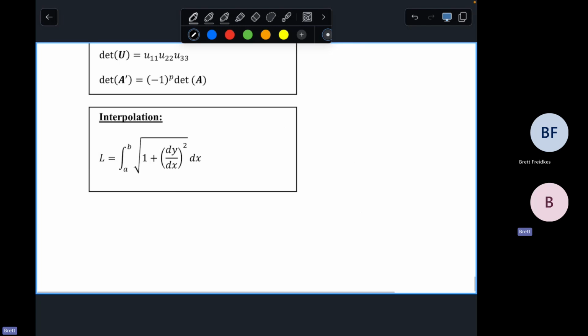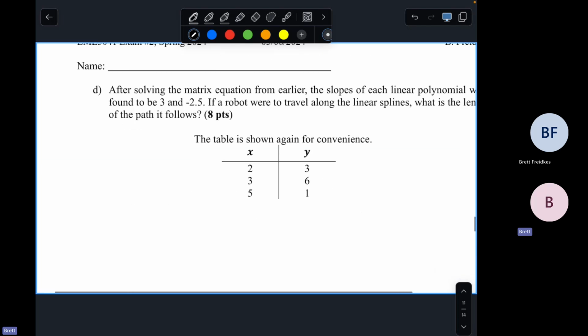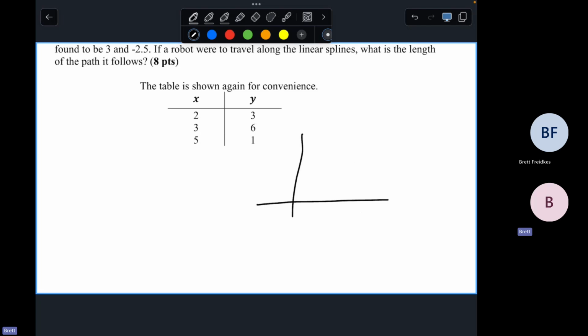Trig. What about trig? Pythagorean theorem. Remember, this is where that's derived from. With linear splines, let's go ahead and draw this. If I do 2, 3, 3, 6, and 5, 1, and that's your first thing, we want to find that distance. We can draw a right triangle if we want.